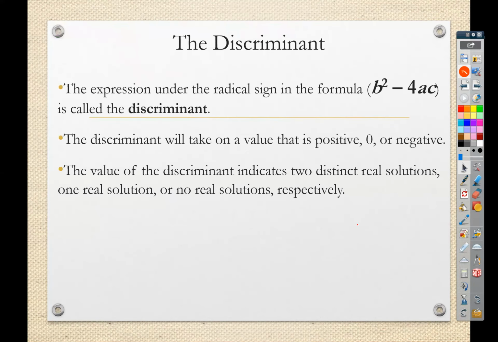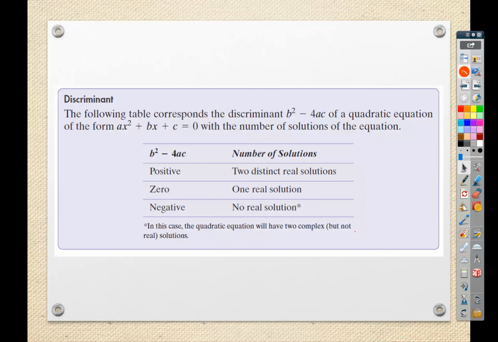All right, so let's talk about the discriminant. The expression under the radical sign in the formula, b squared minus 4ac, is called the discriminant. So the radicand in the quadratic formula is called the discriminant. The discriminant will take on a value that is positive, 0, or negative. The value of the discriminant indicates two distinct real solutions, one real solution, or no real solutions, respectively. So here you can say, if you have a positive discriminant, you're going to have two real solutions. If it's 0, you have one real solution. If it's negative, you have no real solutions.